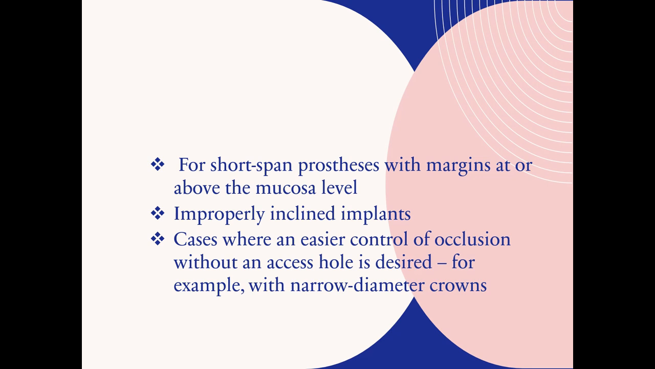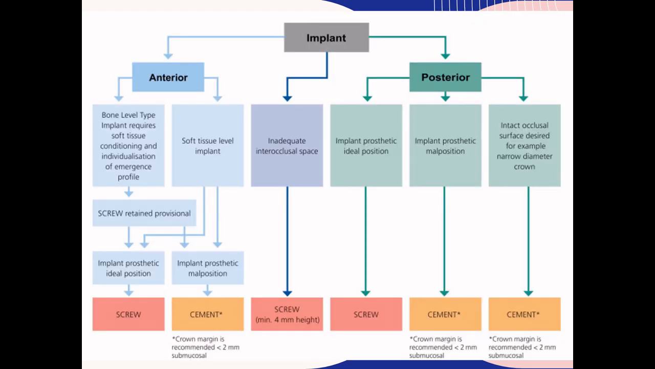So one of the most important steps in treatment planning of an implant restoration is to choose between screw retained and cement retained restoration. So here you can see a flow chart that illustrates the pathway of decisions regarding which retention type to select. So as we have already said, in anterior, if it's a bone level implant, you can go for a screw retained if the implant is properly positioned.